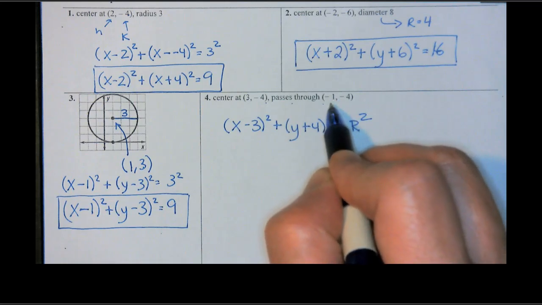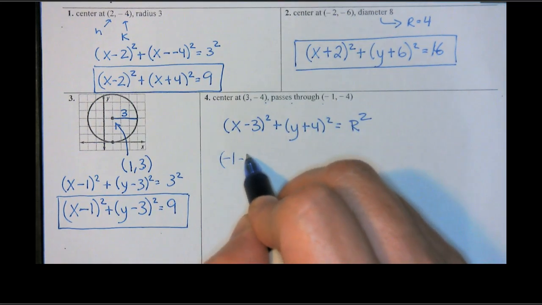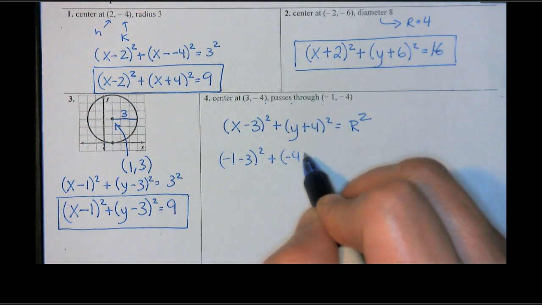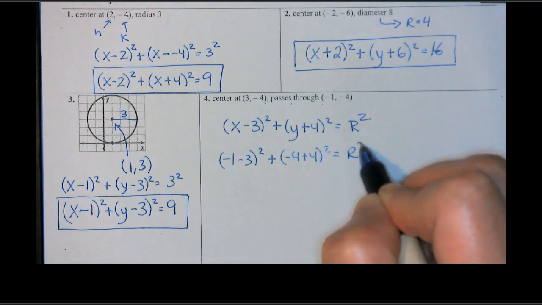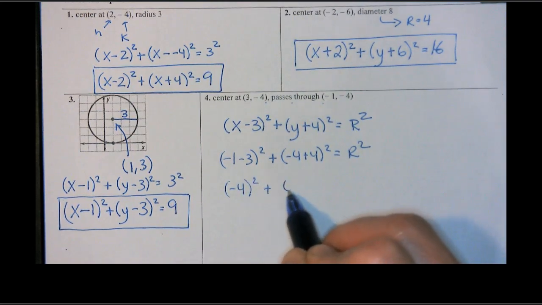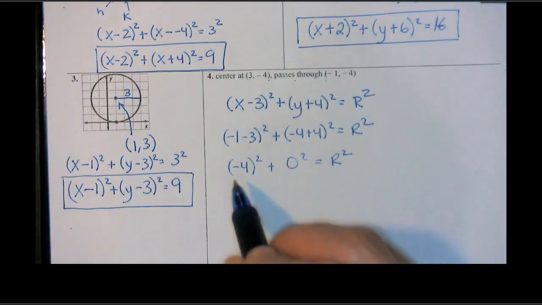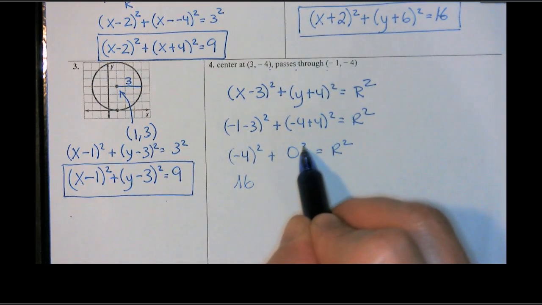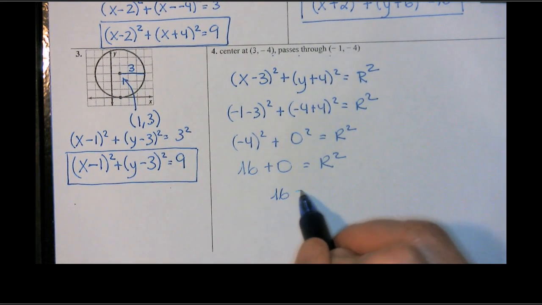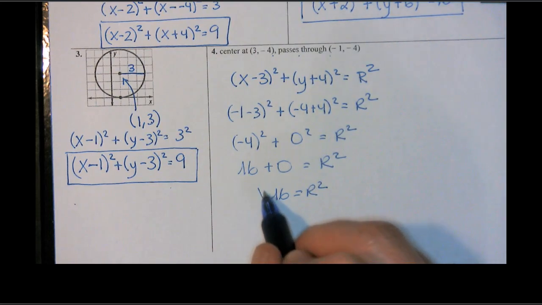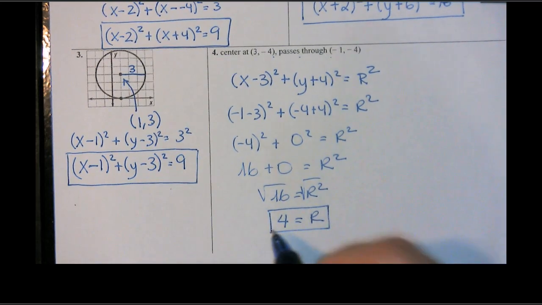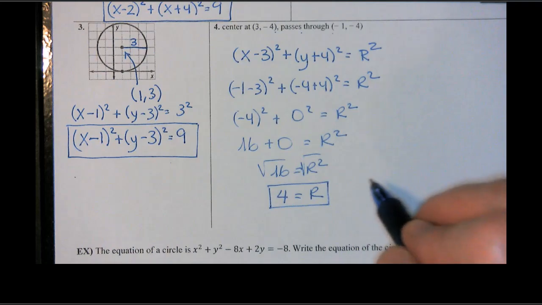We have a point on the circle, so we're going to plug in -1 minus 3 squared plus the y, which is -4 plus 4 squared, equals the radius squared. So this becomes -4 squared plus 0 squared. -4 squared is positive 16, and then plus 0 equals the radius squared. So this would be 16 equals radius squared. We take the square root of both sides. The radius is 4.